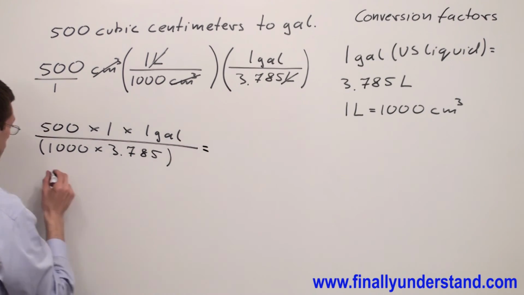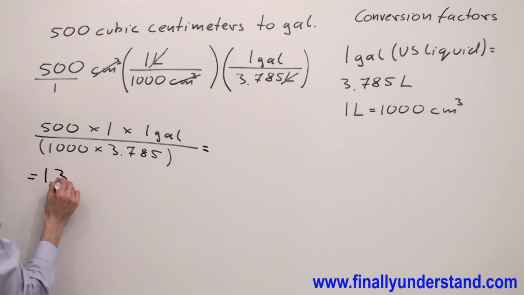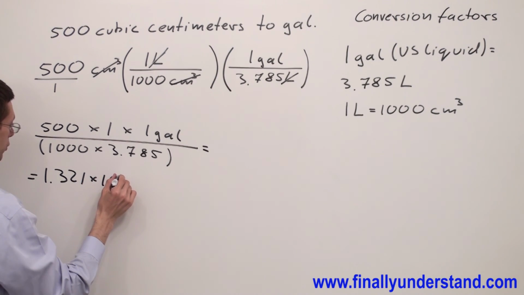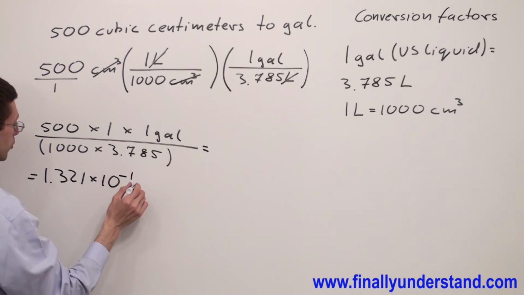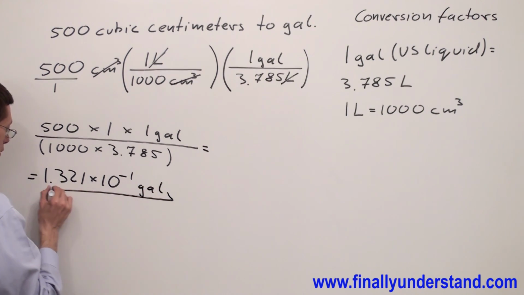And your answer is 1.321 times 10 to the negative 1 power gallons. And this is the solution to my problem.